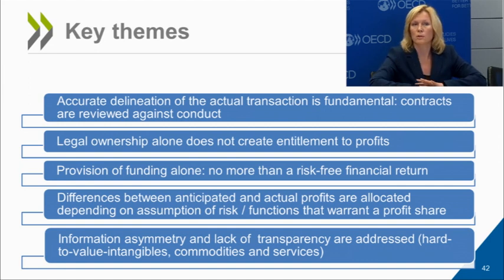And then this goes back to the risk bit, and that is that differences between the anticipated and actual profits are allocated depending on assumption of risk and the functions that warrant a profit share. So where risk is assumed is a key element, and I will come back to that. And then the last notion is that information asymmetry and lack of transparency are addressed. Hard-to-value intangibles, commodities, and services are areas where this comes back. So this will lead to profit attribution in line with value creation. It will make sure that the most important functions, assets, and risks get the profits that they deserve.